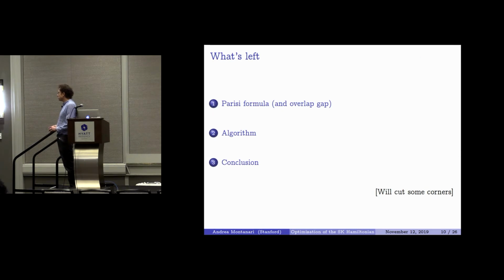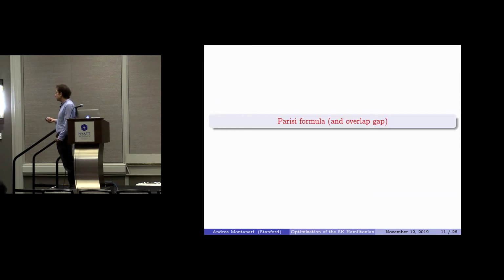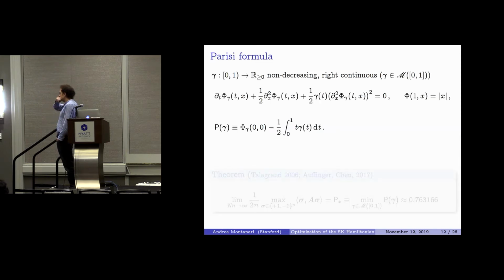Okay, for the rest of the talk, I'll describe the formula for the asymptotics, and this is useful to describe this no overlap gap assumption, then try to briefly describe the algorithm, and then some conclusions. And we'll cut some corners in the sense that I will not really explain things as in the paper, but slightly simplified. Okay, so the Parisi formula gives you the asymptotic value of opt.